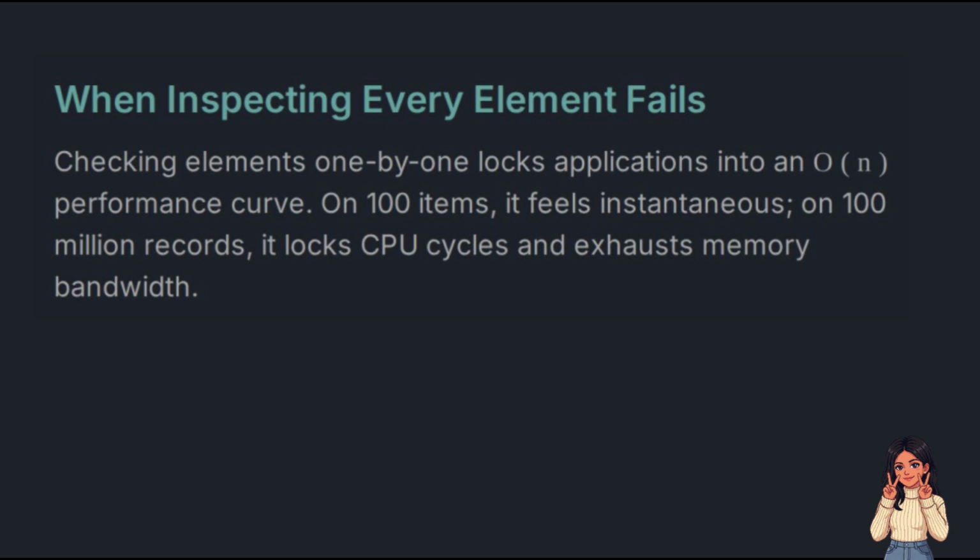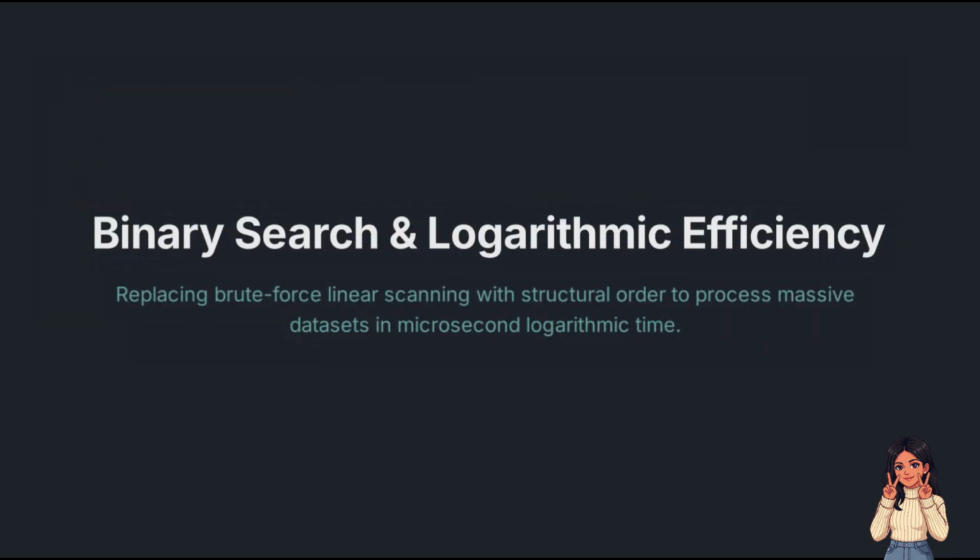If your dataset contains 100 items, it's practically instant. But if you're querying a live transaction ledger with 100 million records, your application will sit there, lock up CPU cycles, and waste memory bandwidth checking completely irrelevant elements one by one. This is where we need a completely different approach.